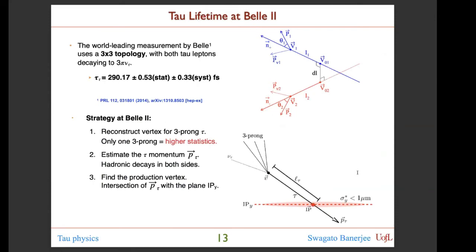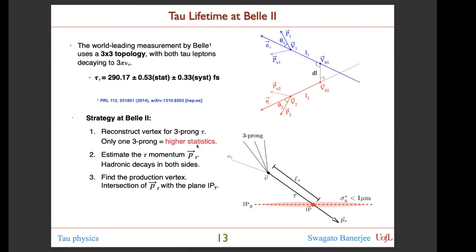Next, I show the tau lifetime measurement and the prospects. So the present best measurement comes from the Belle experiment, where we look at 3 versus 3 topology. And the statistical error is 0.5 femtosecond, and the systematic error is 0.33 femtoseconds.